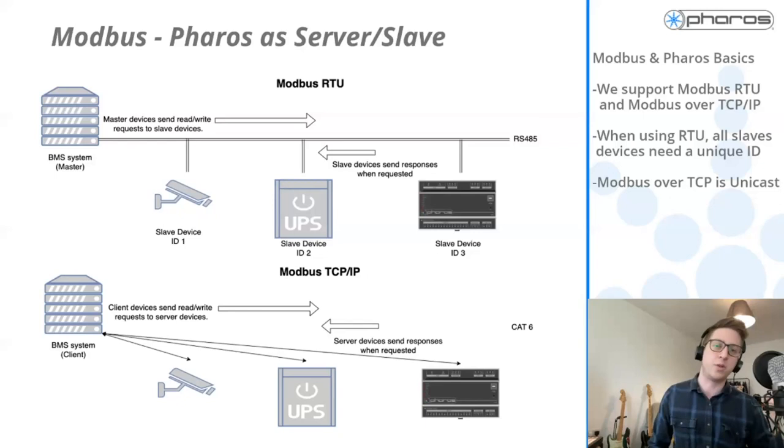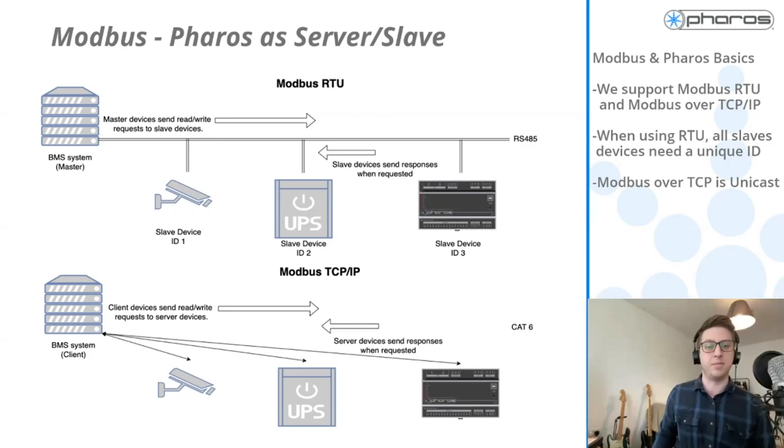With the RS-485 connection, you have a bus. So the BMS system will send out something like a read-write command. It'll have an ID attached to it. This is referred to as the slave ID. All of the devices on that bus will get the command. They will internally have a slave ID that's been assigned to them. They will check that ID against the command. If the ID is a match, then the command is for them. Otherwise, the command is not for them and is discarded by that device. With TCP, it's unicast, so the BMS system just speaks directly to the device that it needs to. In this case, Pharos is a server device and the BMS system is a client device.